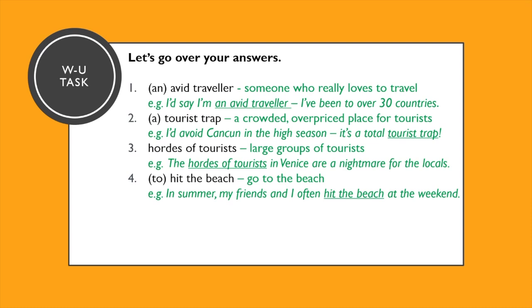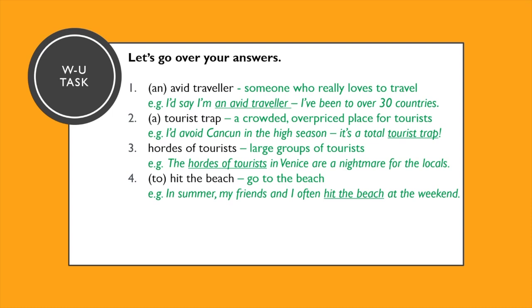Let's go over your answers. So an avid traveler is someone who really loves to travel. They have a passion for traveling. We can also say, for example, that someone is an avid reader or an avid golfer. So it just means that they have a keen interest in that activity. So my personal example would be, I'd say I'm an avid traveler. I've been to over 30 countries.